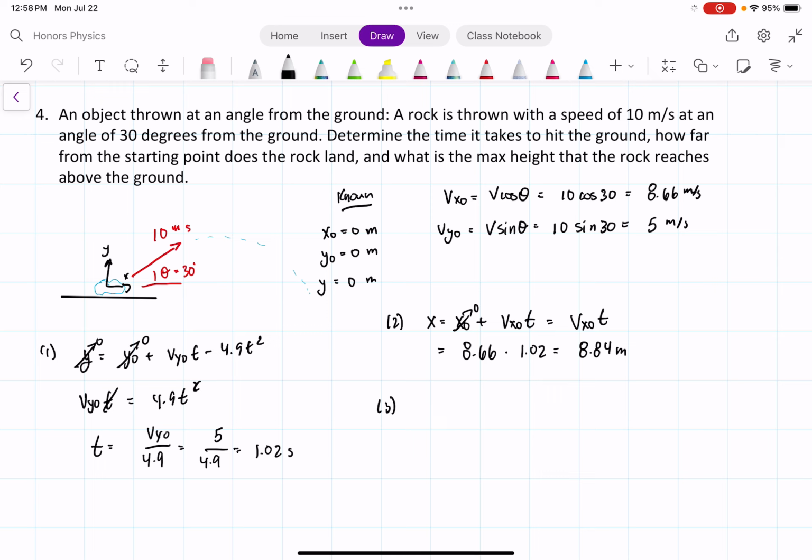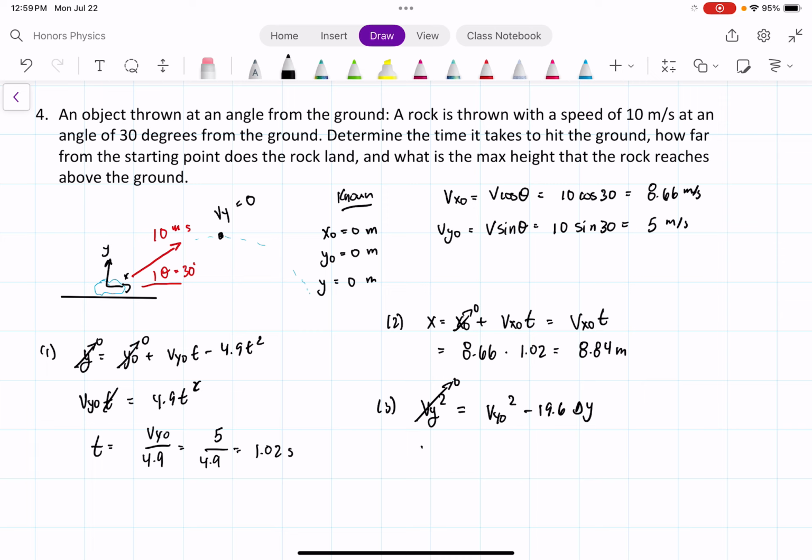And now if we want to find the max height, we could do this two different ways, but we're going to do it the simplest way, which is to use a third equation in the y direction, which is our final velocity in the y squared equals our initial y squared minus 19.6 change in y. And we're going to use the fact that at the very top, the y velocity is equal to 0.